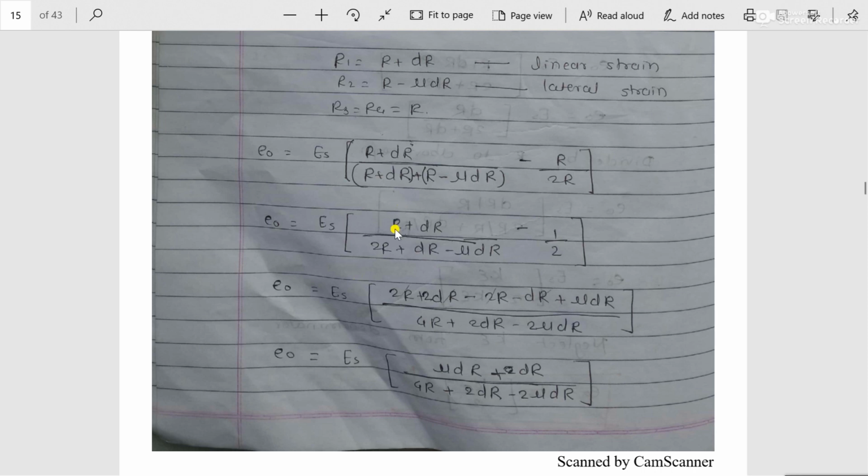So this R plus delta R I have to multiply by mu, and this 2R plus delta R minus mu into delta R I have to multiply by 1. So to make the denominator same, the next step is E0 is equal to Es in bracket, by making the cross multiplication 2 into R plus 2 delta R, so 2 into R plus 2 into delta R, this minus sign is as it is.